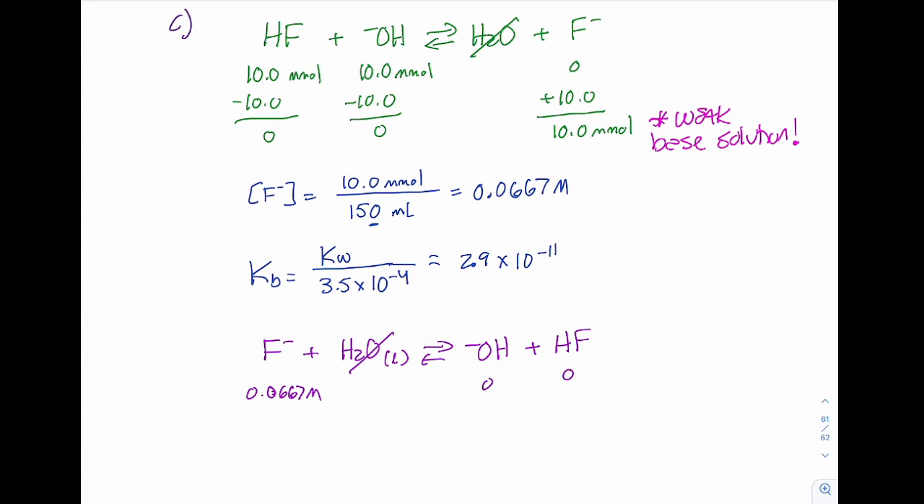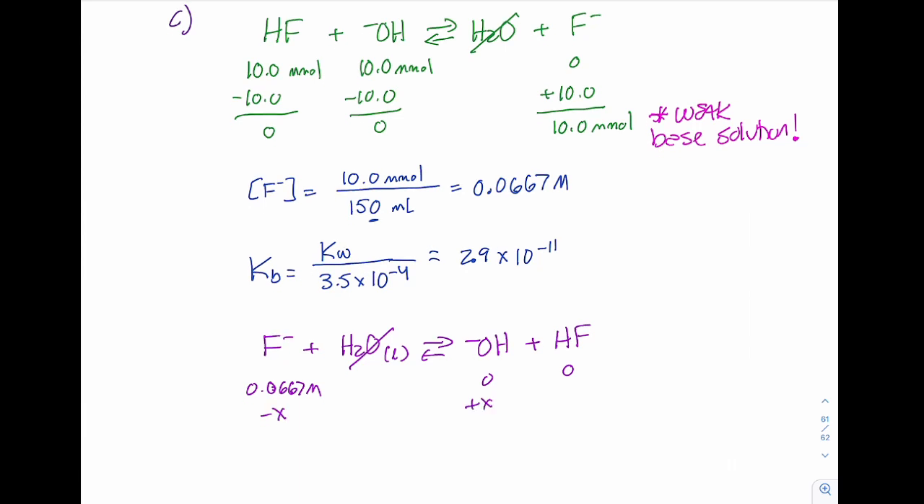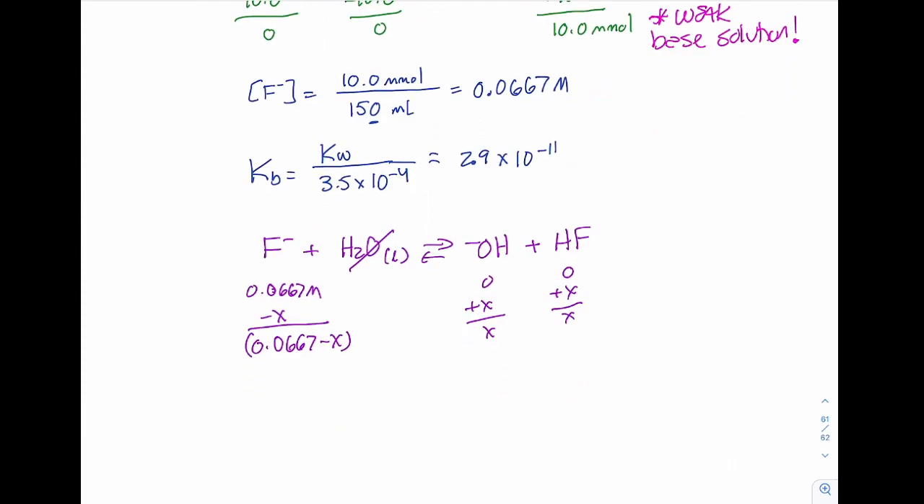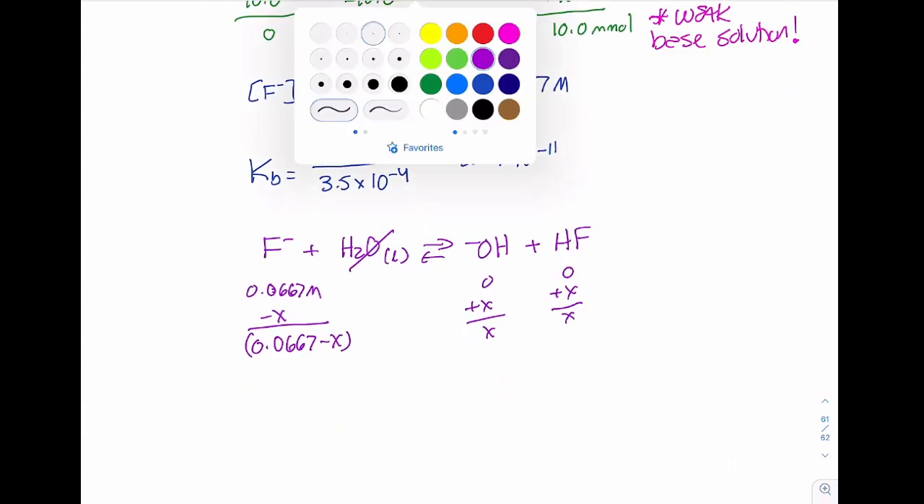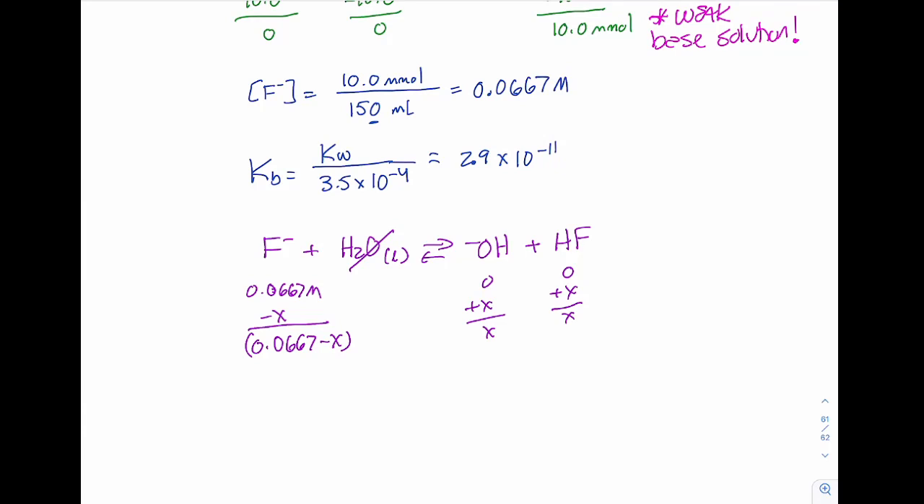We would then do the minus x. I guess we'll do the whole thing. I was going to shortcut it, and now I'm not. Plus x. These are both x. And then this is 0.0667 minus x, though I am going to ignore that minus x because my Kb is small. We then plug those right into our Kb expression.